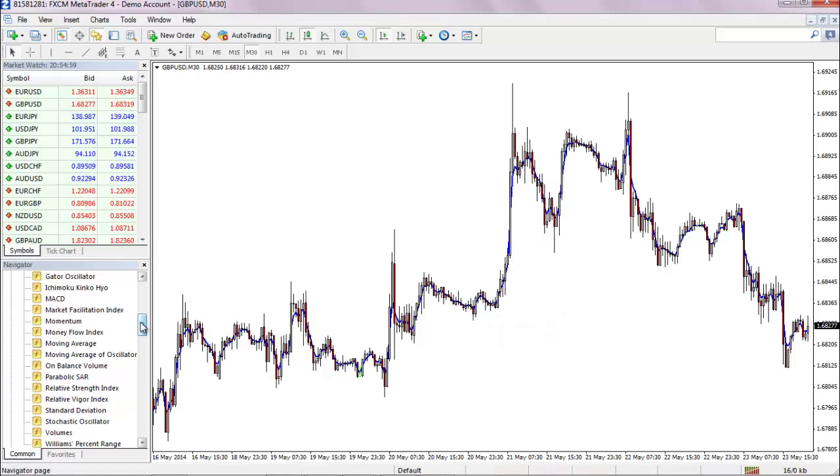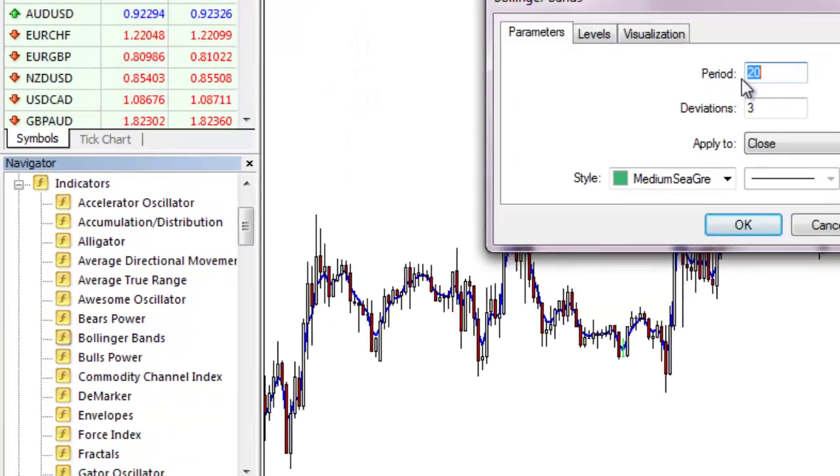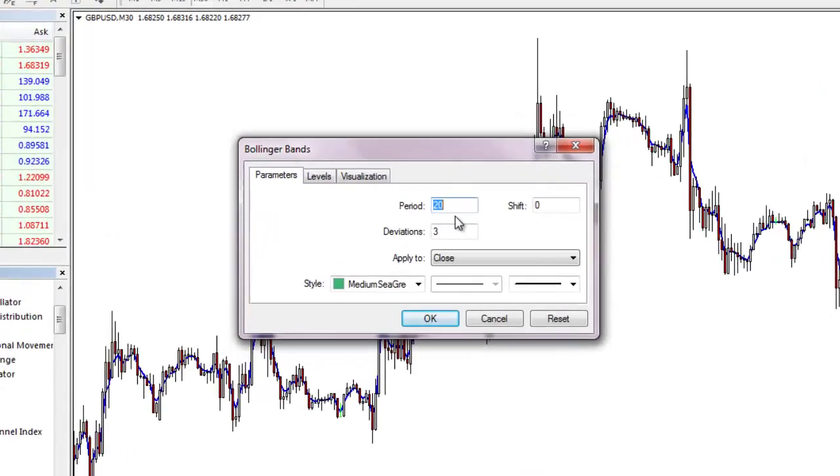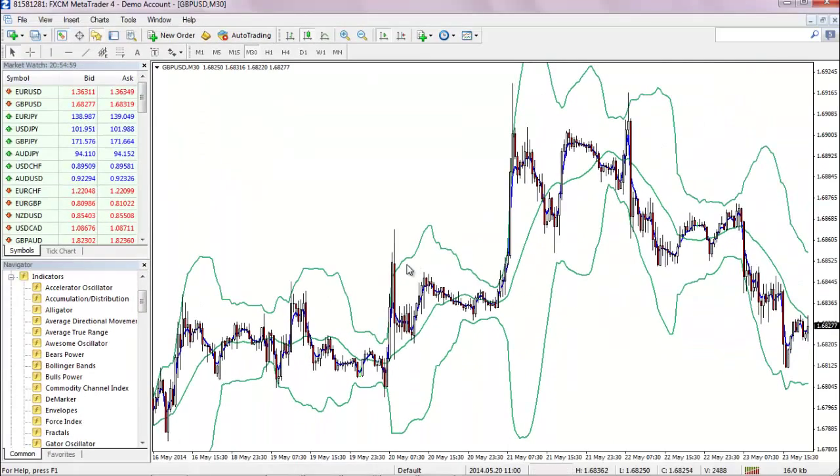Now let's put a Bollinger Bands indicator on this one. This is the Bollinger Bands indicator. Click on it. The period for this Bollinger Bands indicator is 20. Deviations is 3. Apply to close. Use any color. I am using a medium sea green color here, and select some width here so that we can clearly see the indicator on the chart. Again, the settings are: period is 20, deviations is 3, apply to close. Color is any color you want. Select some width so that we can clearly see the indicator on the chart. Click OK. So this is the Bollinger Bands indicator that we have put on this chart.